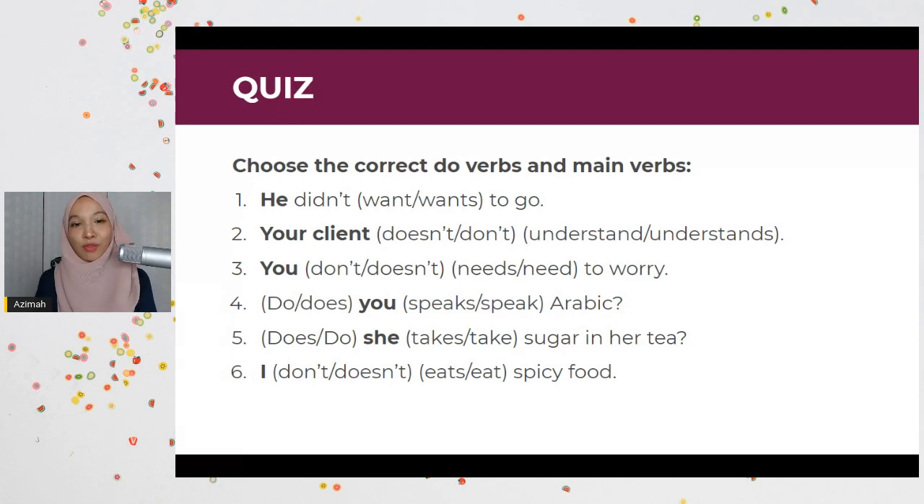So remember I taught you about verbs. In this case, the do verbs here function as a helping verb. It's helping the main verb. So what happens to the main verb?